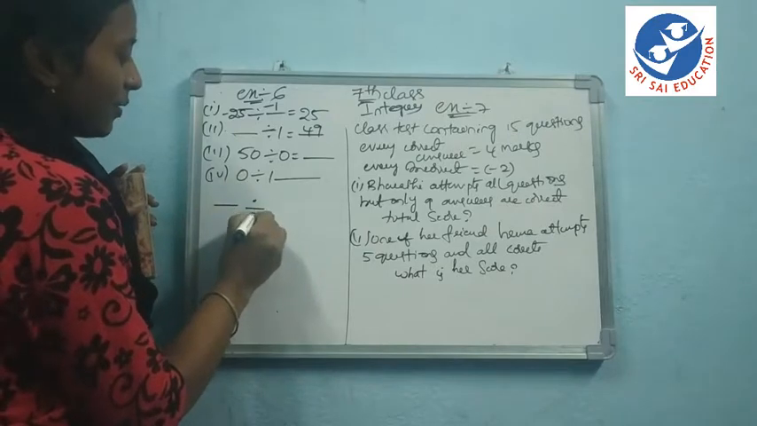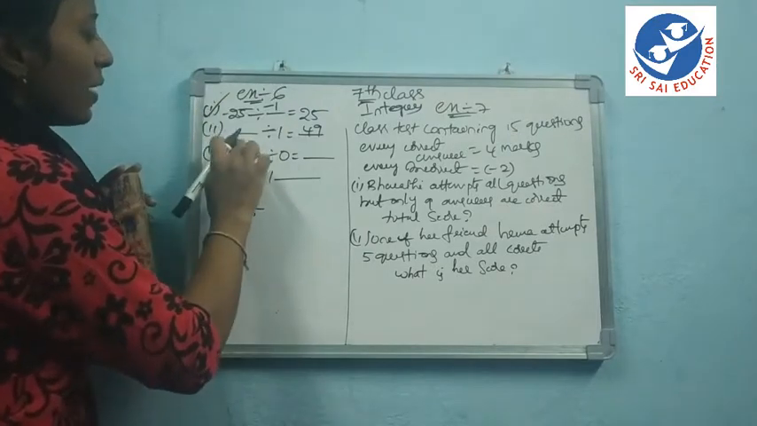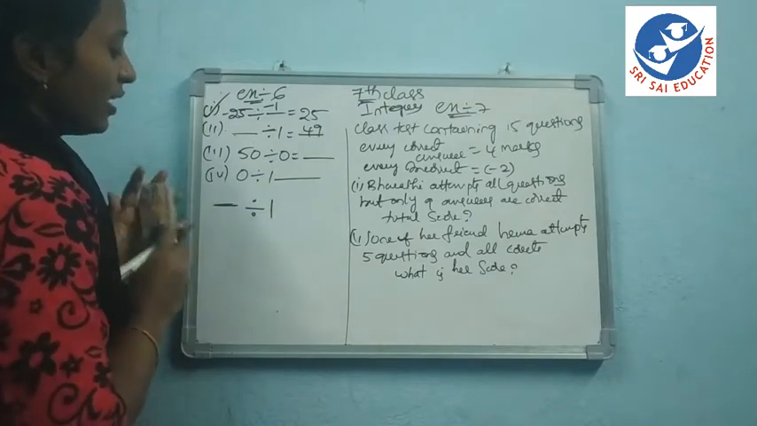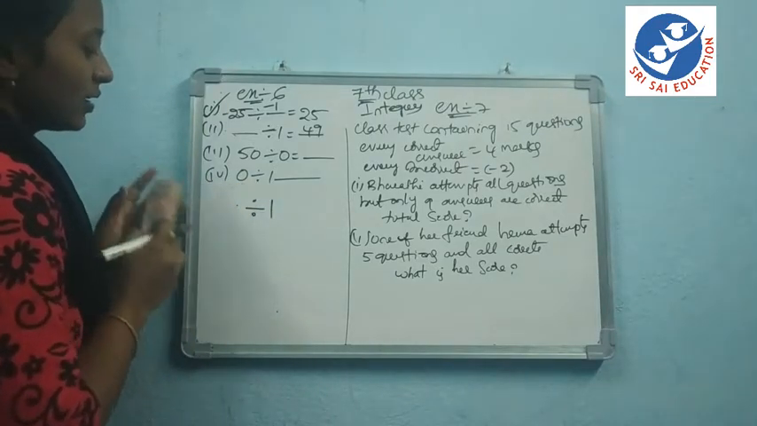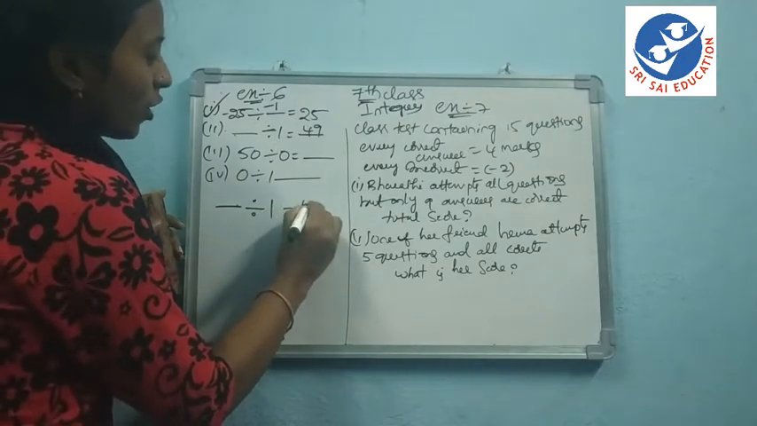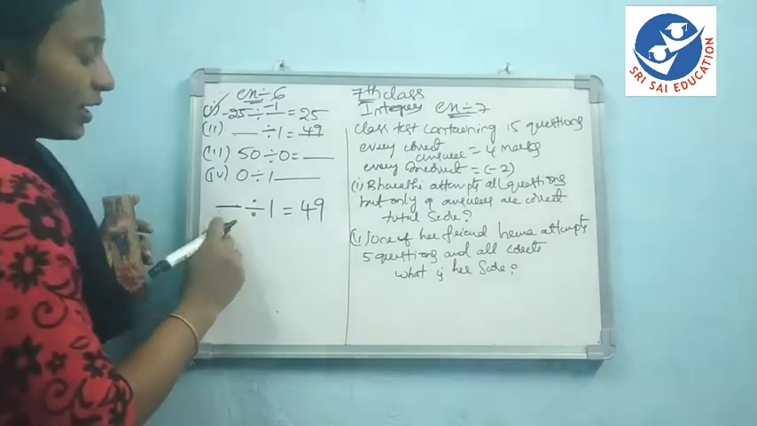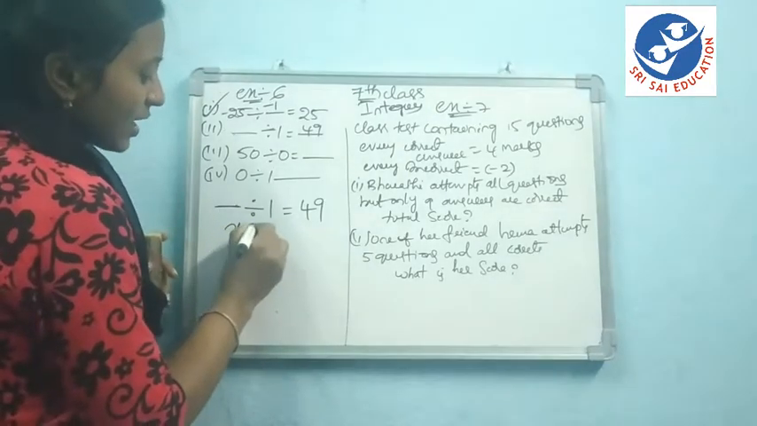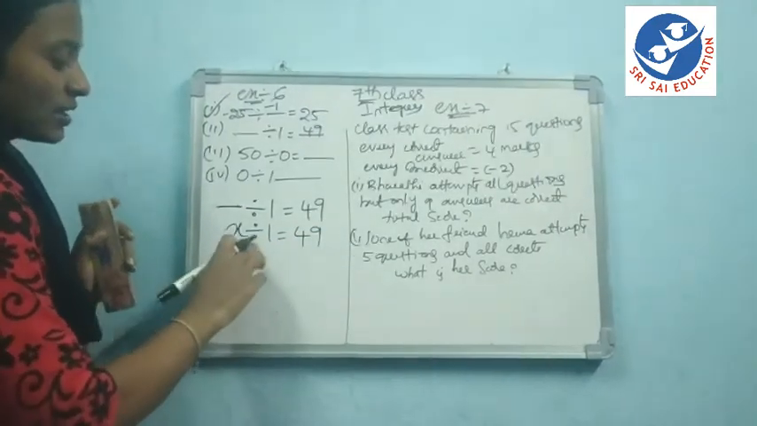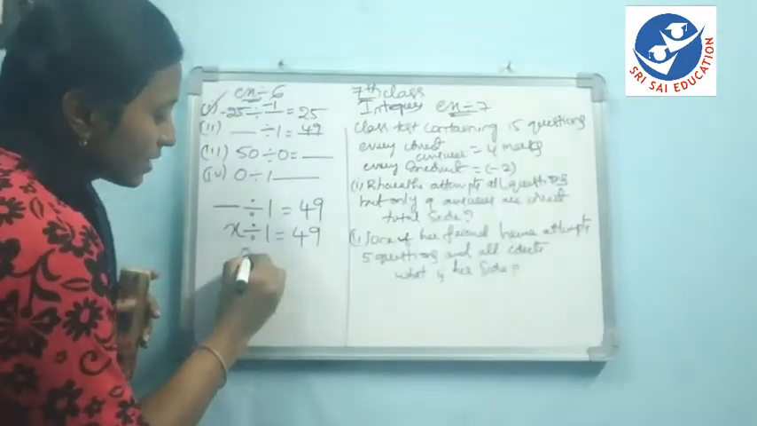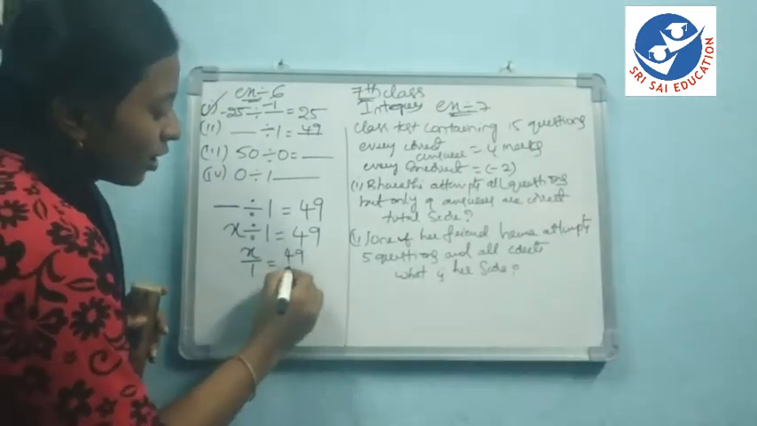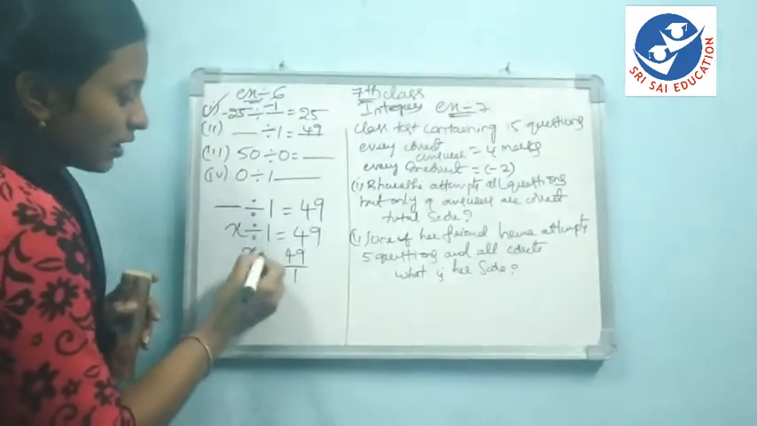Complete this: blank divided by 1 equal to 49. This is a fill in the blank. We don't know this number, so we assume that it is x. x divided by 1 equal to 49. x divided by 1 means x by 1 equal to 49. 49 by 1 also we can write x.